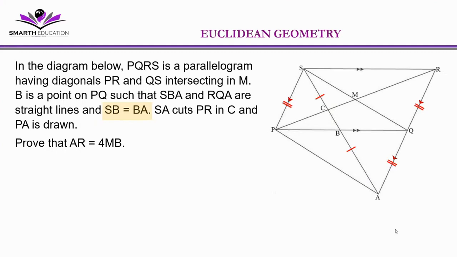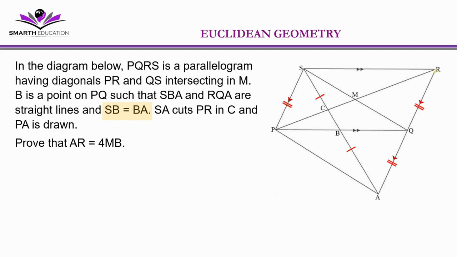In the diagram below, PQRS is a parallelogram having diagonals PR and QS intersecting in M. B is a point on PQ such that SBA and RQA are straight lines and SB is equal to PA. SA cuts PR at C and PA is drawn. Prove that AR is equal to 4MB.